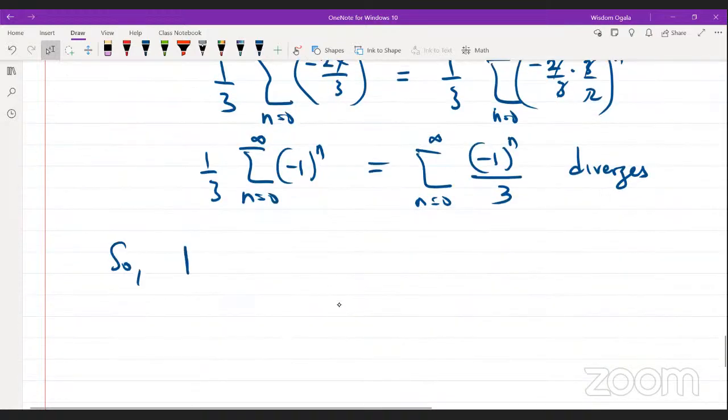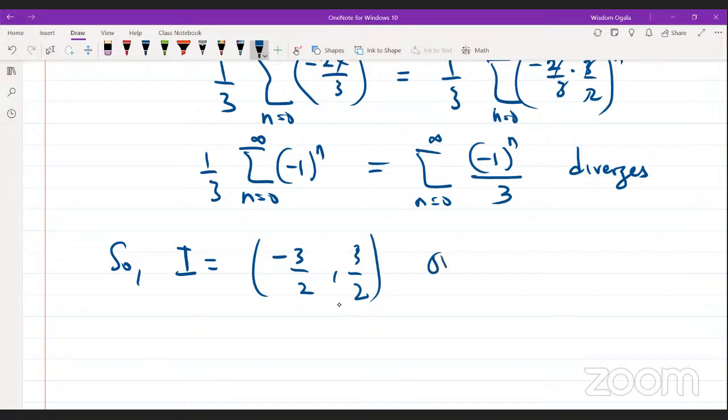So what's my conclusion? My interval of convergence is negative 3/2, 3/2. If you don't want to write it in this form, you can still write it like this guy. They are pretty much the same. Okay, are we good?